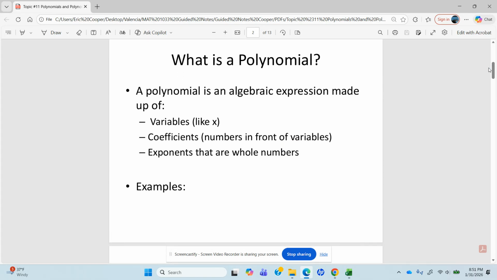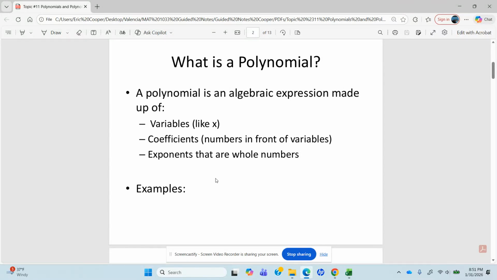First off, let's start off with what is a polynomial. A polynomial is an algebraic expression that can be made up of a lot of different things. It can be made up of variables like x or y. It can have coefficients, which are just numbers in front of the variables. And it could have exponents that are whole numbers.